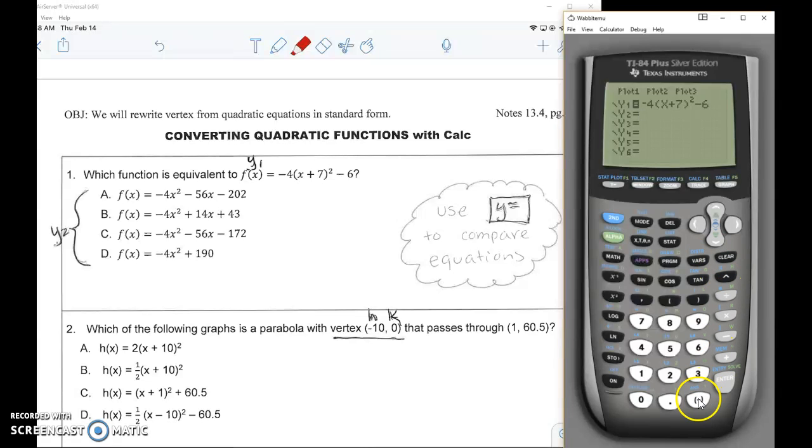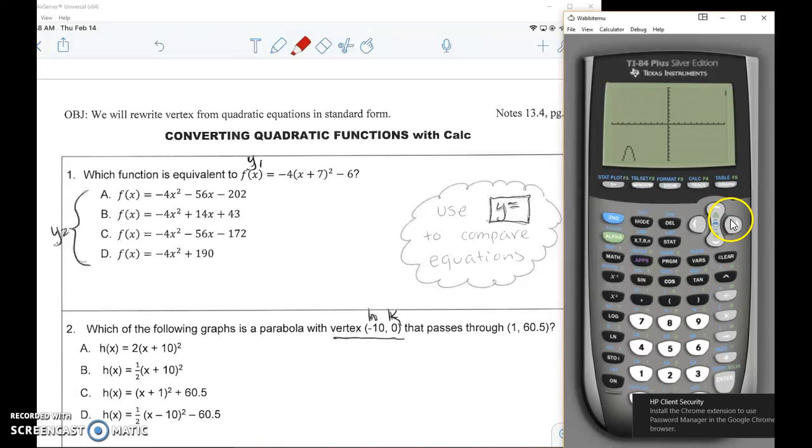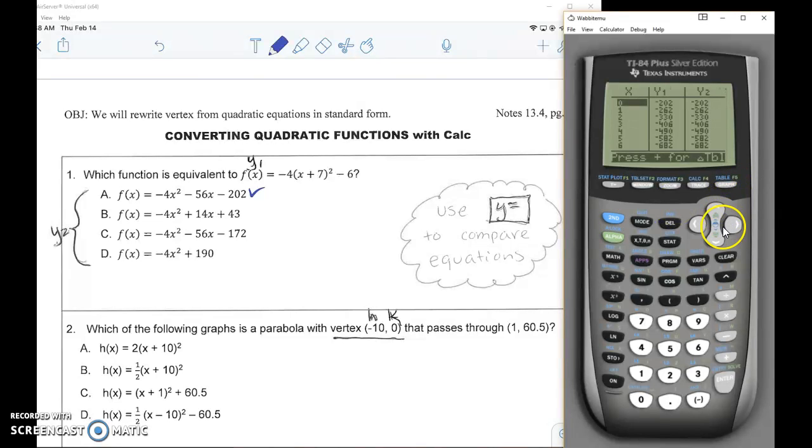So choice A says negative 4x squared minus 56x minus 202. Okay, I don't see another graph. I'm going to zoom out a little bit just to make sure. Alright, I only see one graph, so far this one looks good. To compare, I can also look at the table, second graph. If I look at the table, all my y values match. My table is exactly the same for both functions, so my correct answer has to be A.